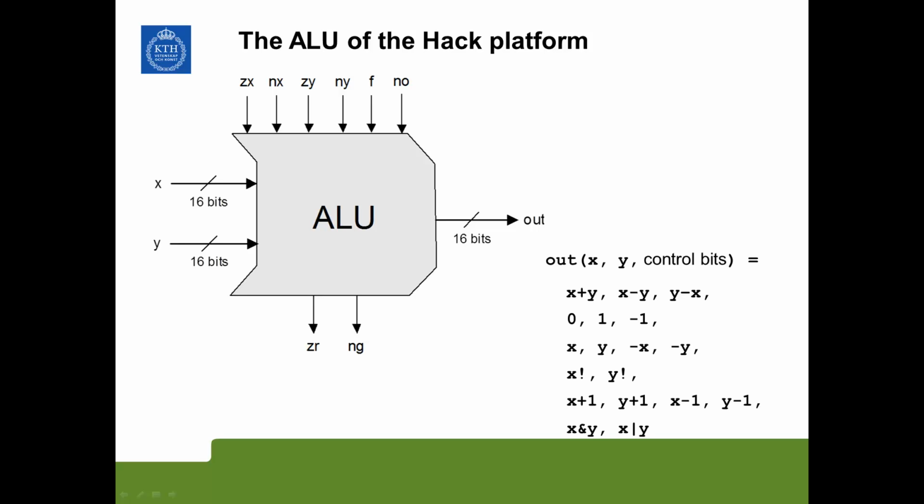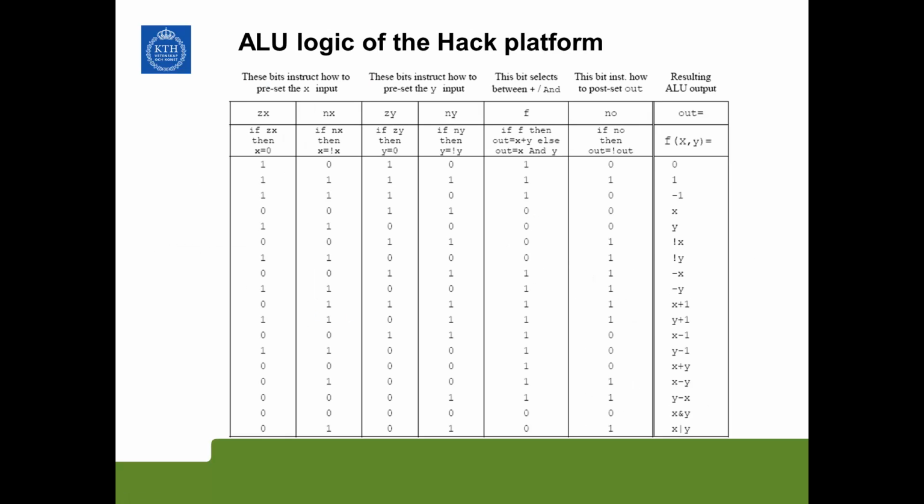The functions that the ALU can compute are all the arithmetic and logical functions that we can think of for 2 input variables x and y. This is the definition of the working of the ALU. You can see it as a large truth table in a way. It's interesting to see how a particular function is being executed by the various control bits.